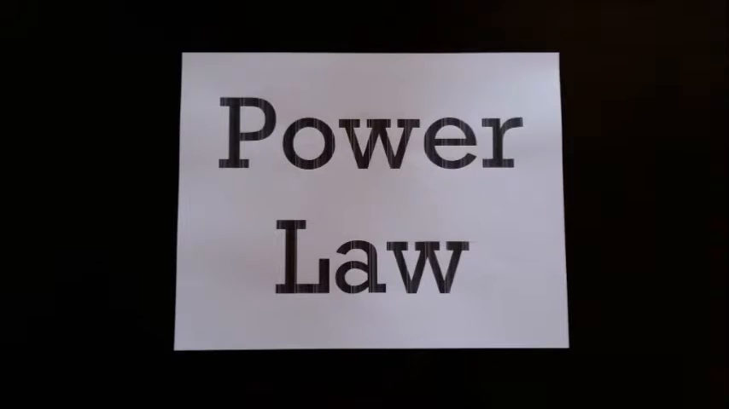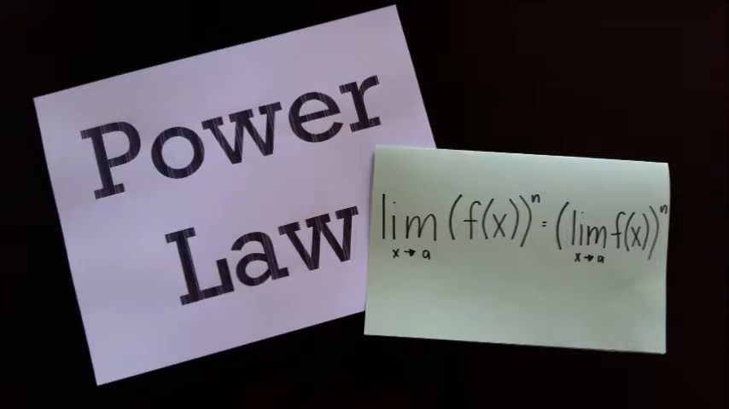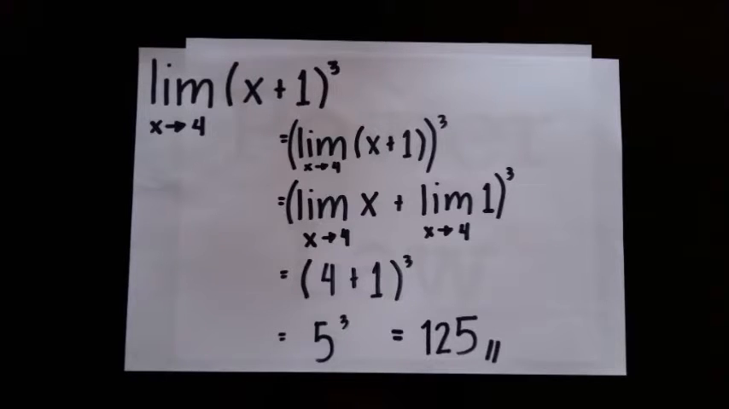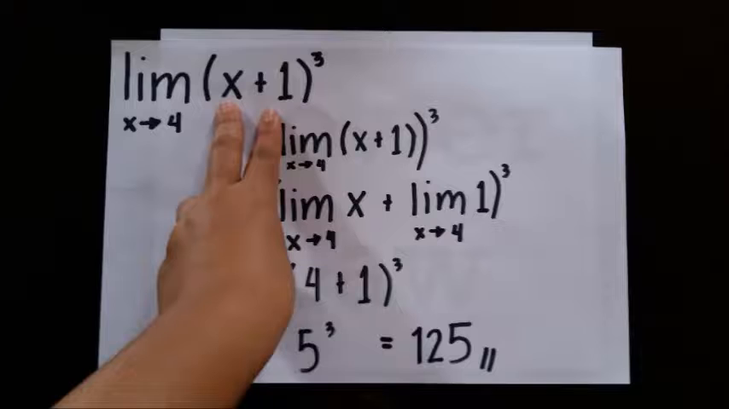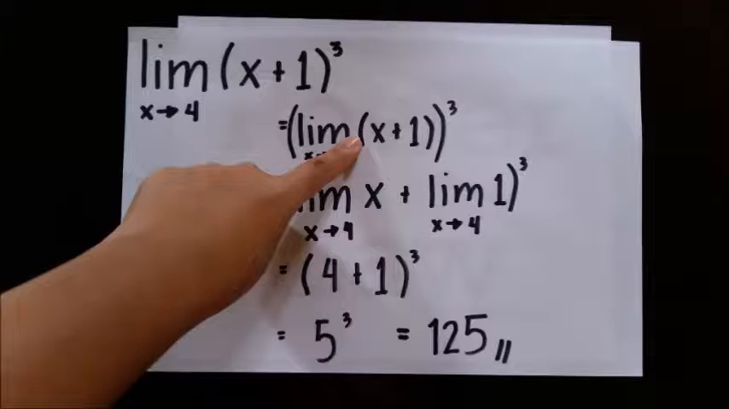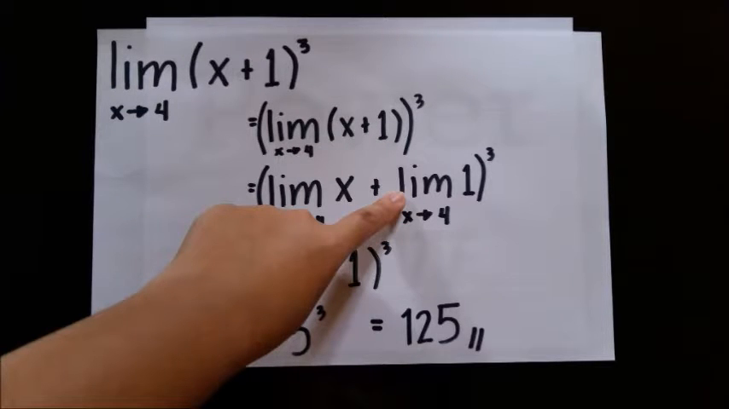Power law. When taking limits with exponents, you can take the limit of the function first, and then apply the exponent. But you have to be careful. If the exponent is negative, then the limit of the function cannot be 0. For example, the limit of the quantity x plus 1 raised to 3 as x approaches 4. First, we're going to apply the power law, wherein you can take the limit of the function first and then apply the exponent. After that, we have to do the addition law for the x plus 1. So it would be the quantity of the limit of x as x approaches 4 plus the limit of 1 as x approaches 4, raised to 3.